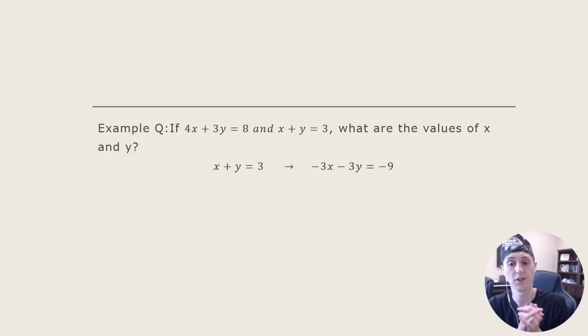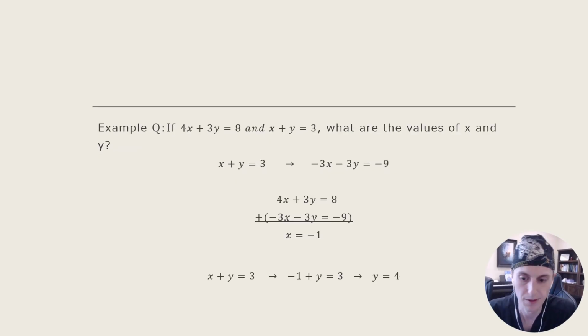As a side note, you could have also multiplied that second equation by -4 and got rid of the x's, and then you'll solve for y. Both answers are fine, I just chose to get rid of the y's. So this is what I'm talking about.